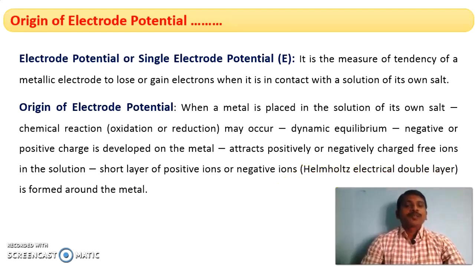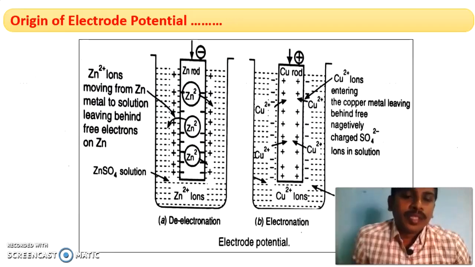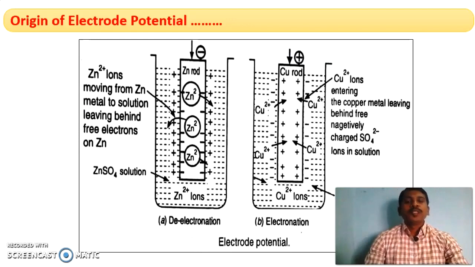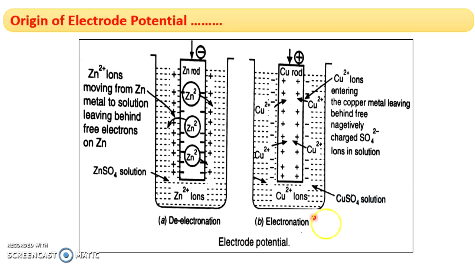This leads to the origin of electrode potential. Now see the picture here. This is a zinc rod dipped in zinc sulfate solution, and another example, a copper rod dipped in copper sulfate solution. When we dip a zinc rod in zinc sulfate solution, an oxidation reaction occurs. The reaction is Zn gives rise to Zn2+ plus 2 electrons. The electrons remain with the electrode, so it develops a negative charge.